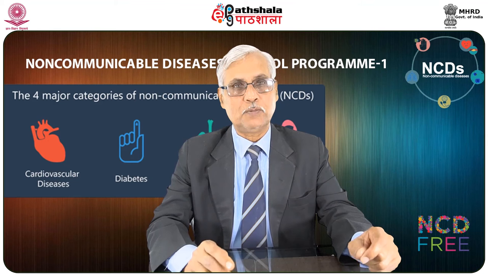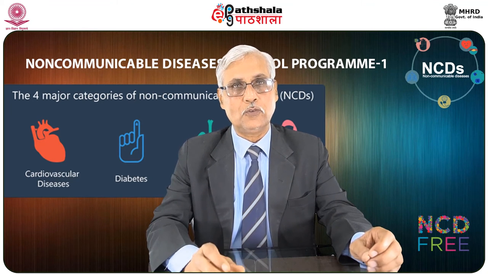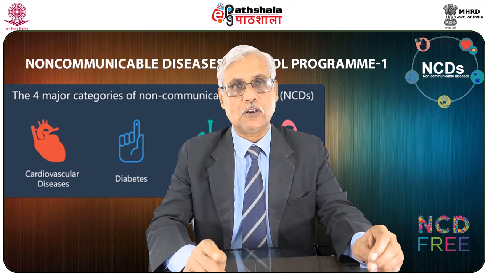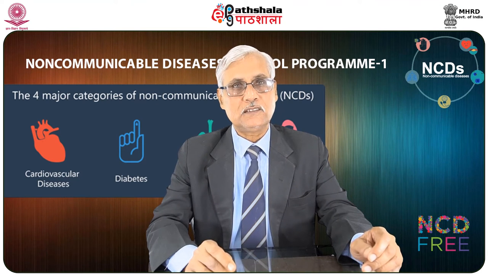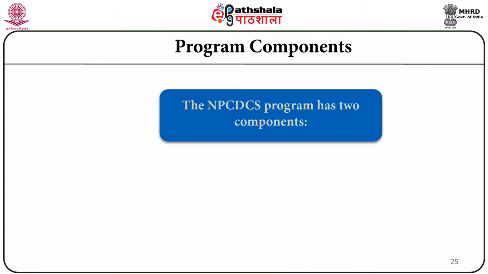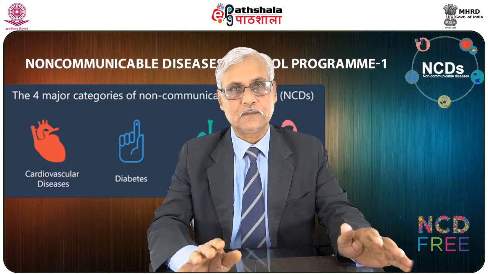To establish and develop capacity for palliative and rehabilitative care, because we know that in spite of our best efforts, there will be some problems that require rehabilitative services. The National Program for Control of Diabetes, Cancer and Stroke has two important components. The first component is diabetes, cardiovascular diseases and stroke. The second is cancer.